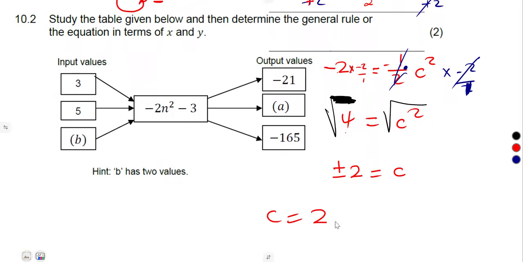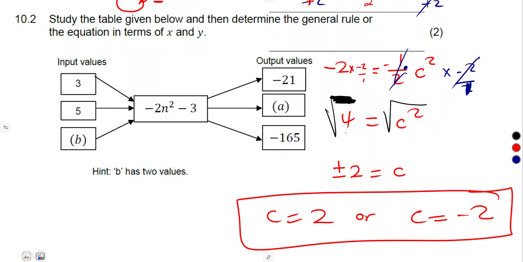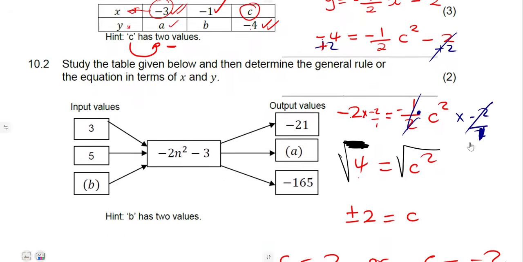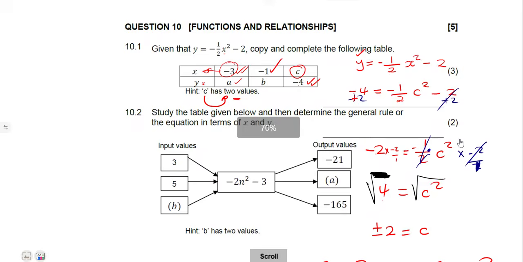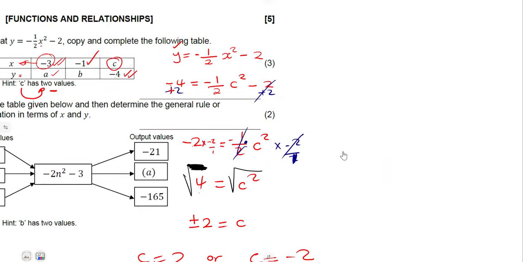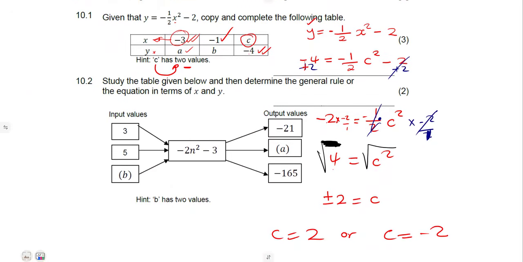So that's our c. It can be written as 2, or we can say our c is minus 2. Two possible values for a square root. All right, so that was it on this part. We can see that we have calculated all of a, b, and c from what we were given.